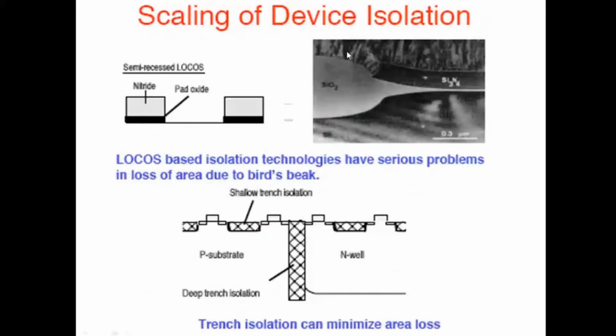Look at the scaling of the device isolation. LOCOS, image is shown here, has a bird's beak which occupies a large area. It is a hindrance to making a smaller IC. This LOCOS type of isolation is replaced by trench isolation to save on area. This is further replaced by shallow trench isolation to save on the process.